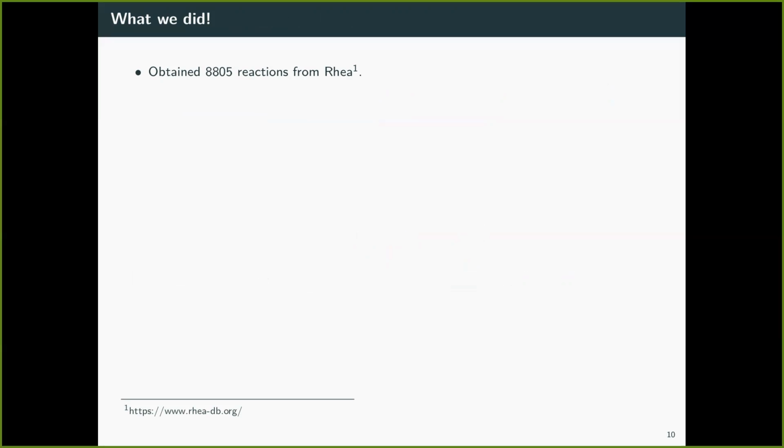Now, we evaluated our method using the REA database that consists of 8,805 manually curated metabolic reactions, many of which are enzymatic, but with unknown precise mechanisms. Because the mechanisms are not given, we do not know the active site of the reaction, and hence we do not know what amino acids are present during the mechanism.